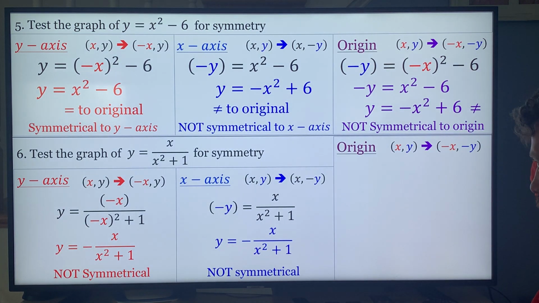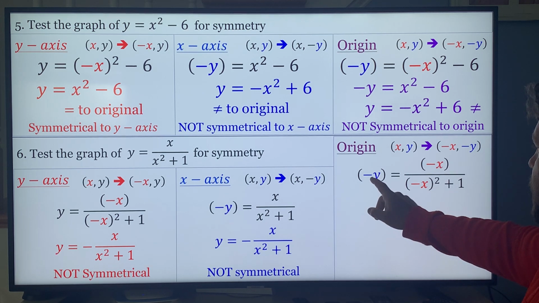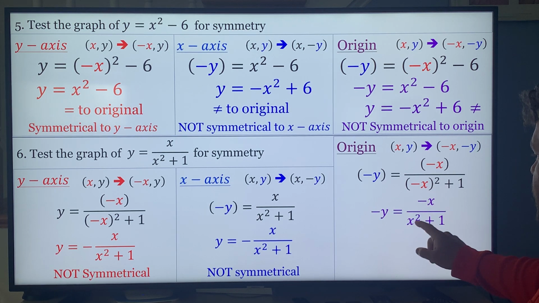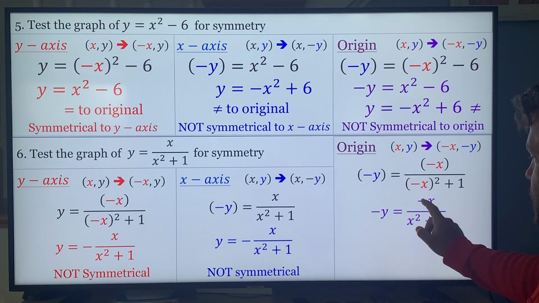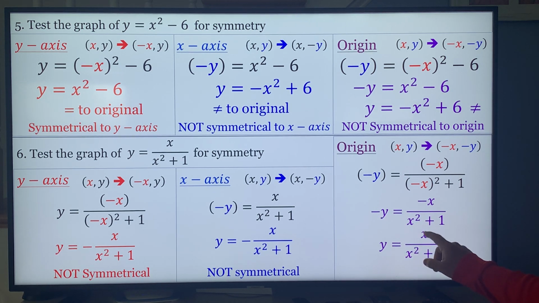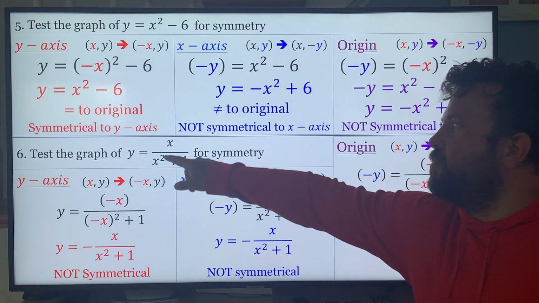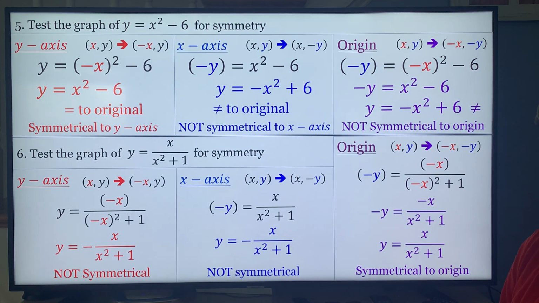All right, let's see. We're going to switch them both. Negative y, negative x over negative x squared. Negative y equals negative x over x squared plus 1. Let's multiply both sides by negative 1. Becomes a positive. Oh, you don't have to change all these signs. This drags out front, so these just both become positive. So you look at y equals x over x squared plus 1. Y equals x over x squared plus 1. They are indeed equal, so they are symmetrical.